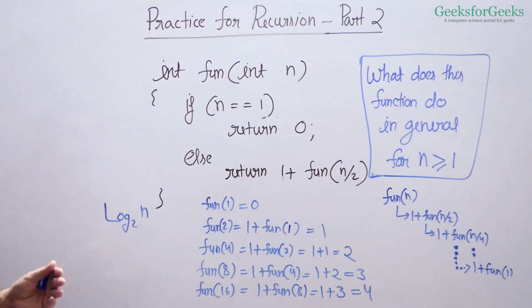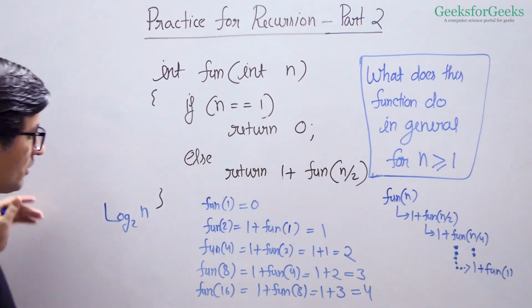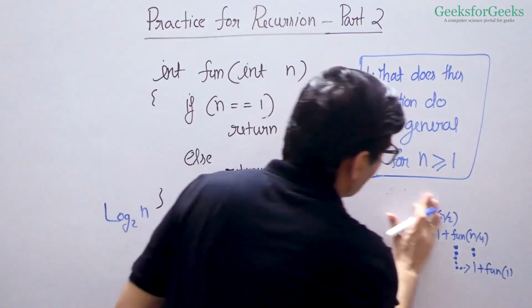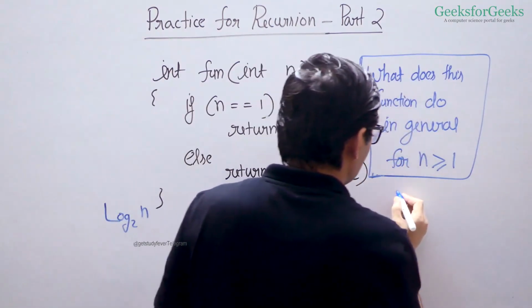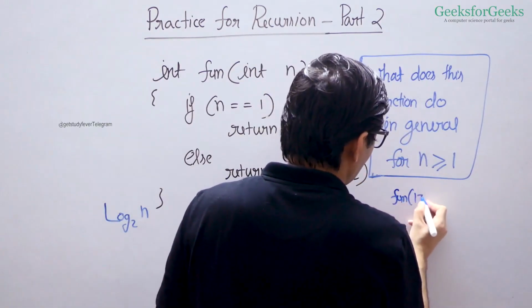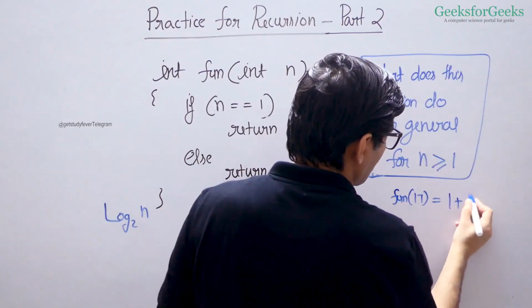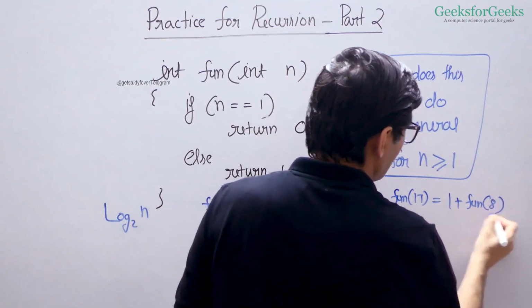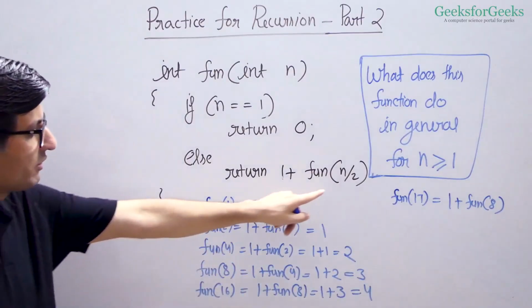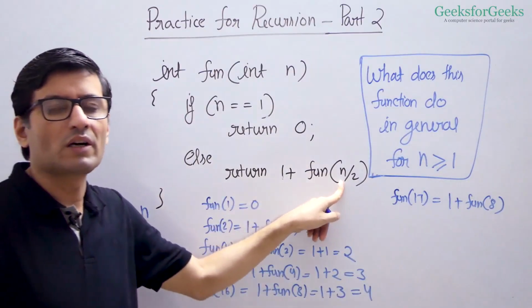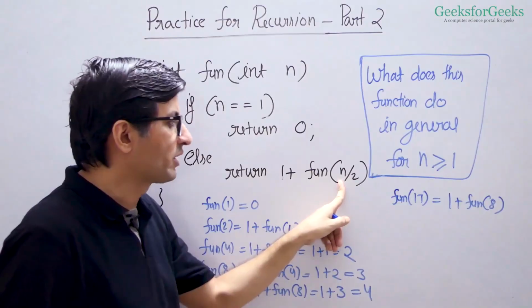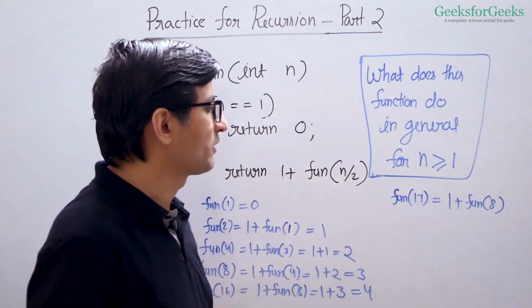What about the cases when n is not a power of 2? Let's see what will happen when you call it for fun17. So fun17 will be doing 1 plus fun8 only, because it's an integer division. So it's going to discard the remainder, whatever remainder you get, and it's going to do simple 1 plus fun8.